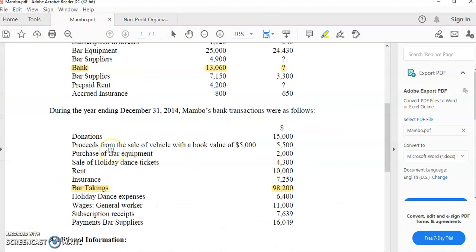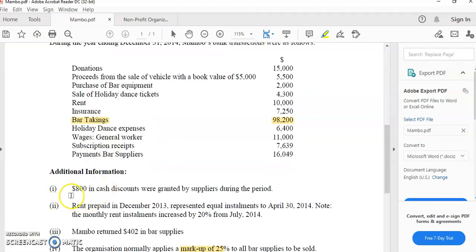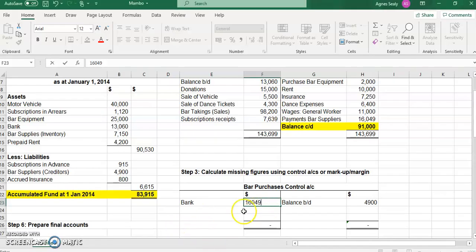We also know, based on the question, let's go back to the question here. We also know, based on the question, that they stated here in additional information note number 1 that $800 in cash discounts were granted by the suppliers. So if the suppliers grant Mambo a discount, it means that Mambo received a discount from his suppliers of $800. So we can enter that inside of the account as well as discounts received, and that is $800.